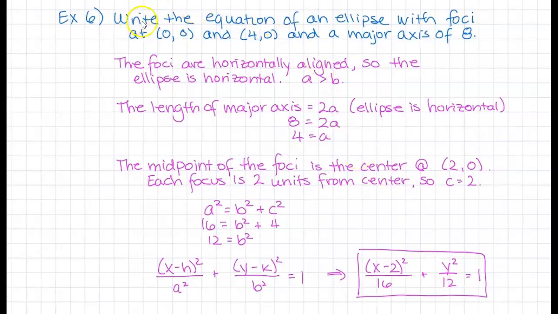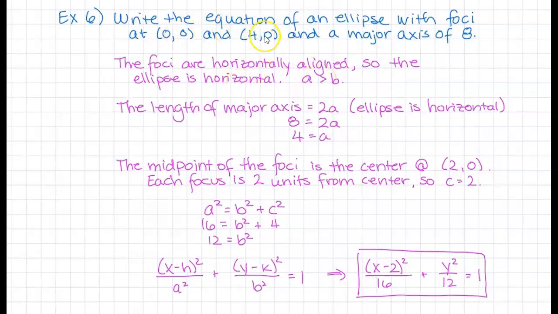If we take a look here, write the equation of the ellipse with the foci. Let's take a look at the foci here. The y-coordinate is staying the same. It's the x-coordinate that's changed. That means the foci are moving left and right from each other, so the foci are horizontally aligned. That means we have a horizontal ellipse.